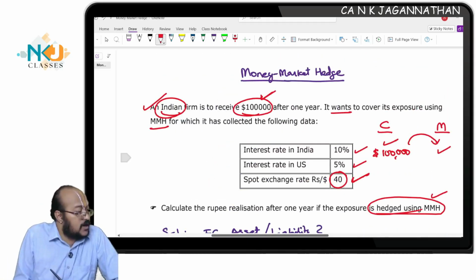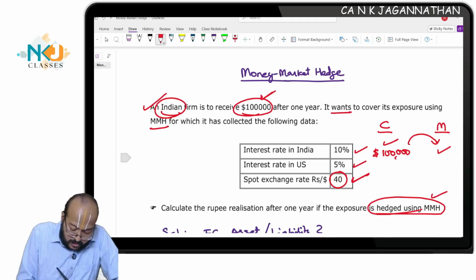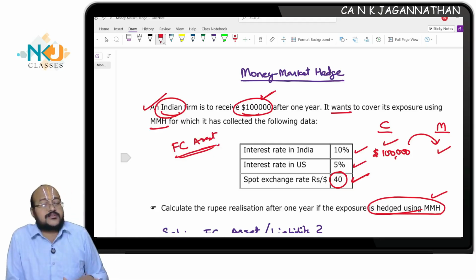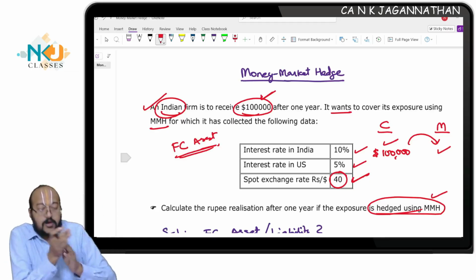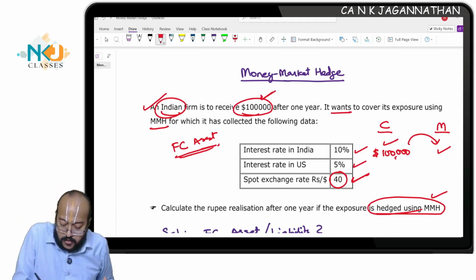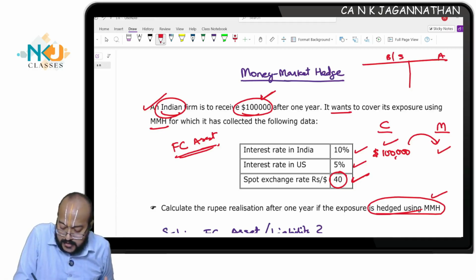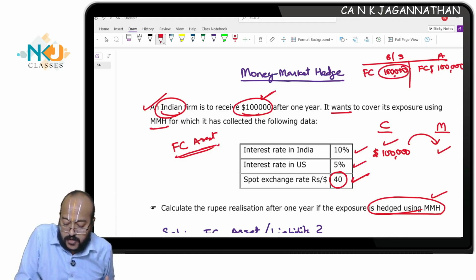You have $1 lakh receivable. Tell me, children, if you have $1 lakh receivable, is this a foreign currency asset or a foreign currency liability? Very simple. This is a receivable, an asset. So this is a foreign currency asset. Now, you have a foreign currency asset, so you create a corresponding foreign currency liability. Suppose this is the balance sheet. Here I have the foreign currency asset of $1 lakh. Now I need to create a foreign currency liability to the extent of $1 lakh.